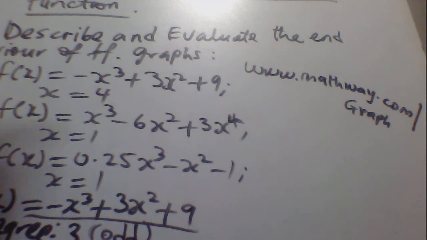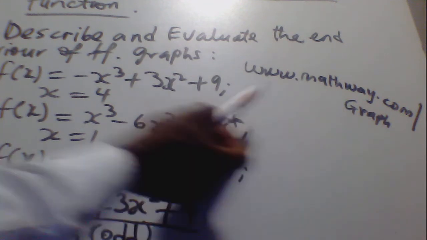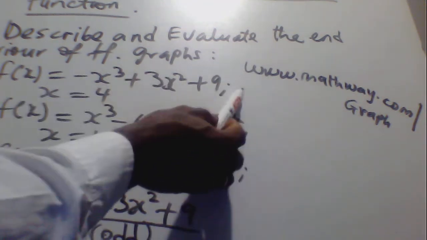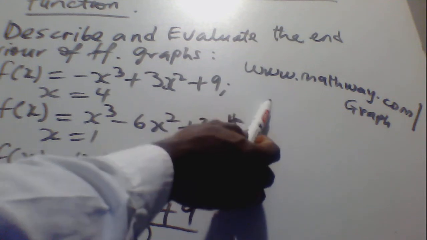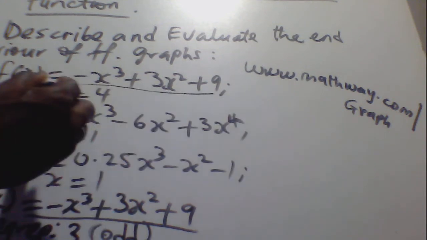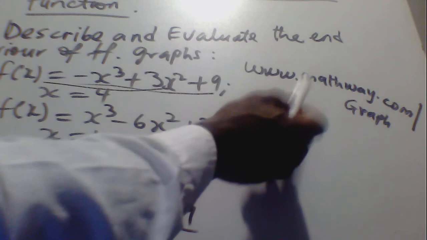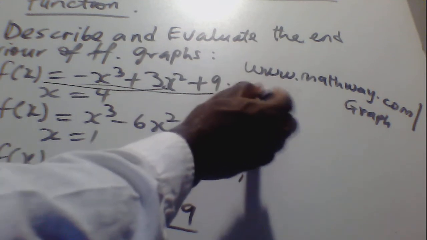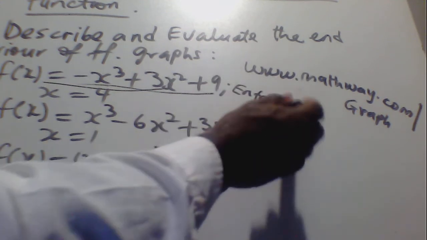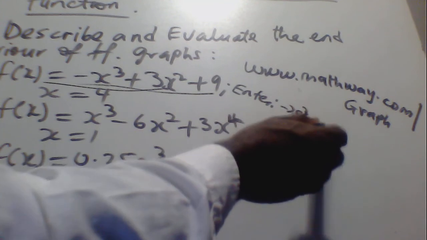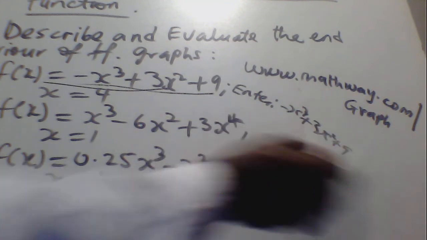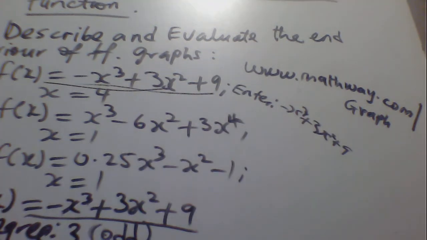www.mathway.com/graph. At the left hand corner, you will see where you are told to enter the value, then enter this function: negative s cubed plus 3s squared plus 9. Once you enter it, it will plot the graph for you immediately. You see how the graph looks like. Copy this website, go there, and verify the graphs as the instruction is given.